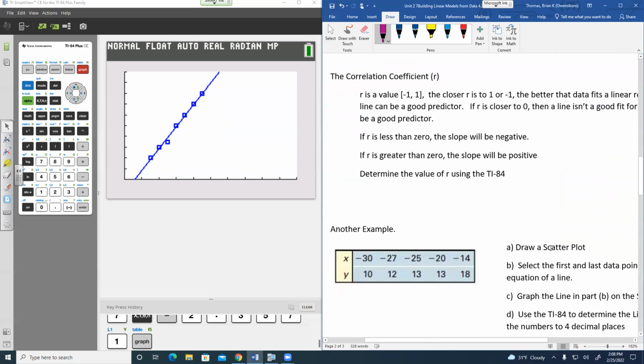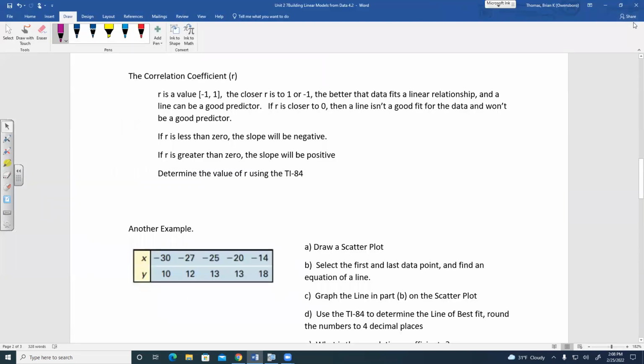The next thing they have is what we call the correlation coefficient, which is R. R is going to be a value between -1 and 1. The closer R is to 1 or -1, the better the data fits the linear regression line. It can be a good predictor. So R, again, is a value between -1 and 1. The closer it is to 1 or -1, the better the data fits a linear relationship, and a line can be a good predictor of the data.